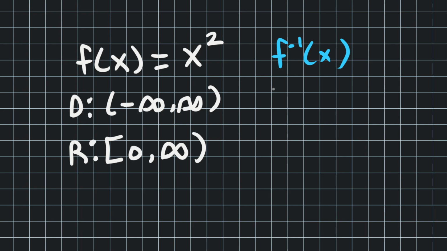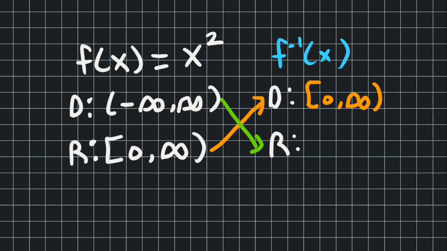So for f inverse of x, the domain and the range are actually flipped. So this is how it works. The domain for f inverse of x is actually the range of f of x. And the range for f inverse of x is the domain of f of x. So that means the domain for f inverse of x would be from 0 to infinity.